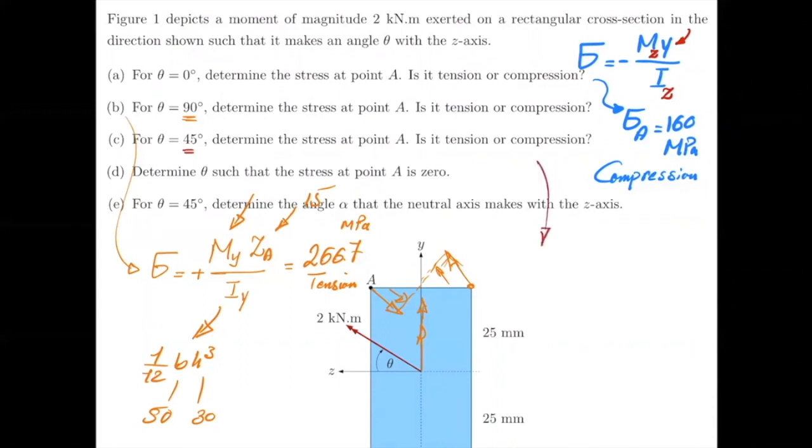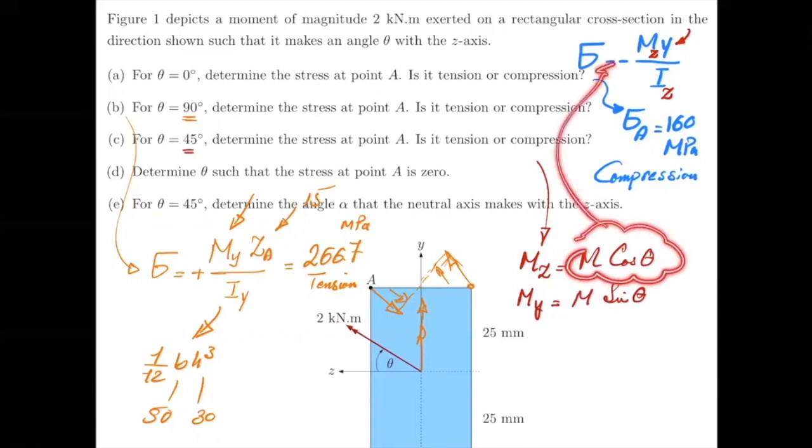For this problem, we need to calculate M with respect to Z axis and M with respect to Y axis. M with respect to Z axis would be M cosine theta, and M with respect to Y axis would be M sine theta. And if it is 45 degree, by the way, they are also equal because cosine theta and sine theta are equal. And then all you have to do is to take each of them and put them into their own formulas. Okay, so the first one, Mz, you put it here in this formula.